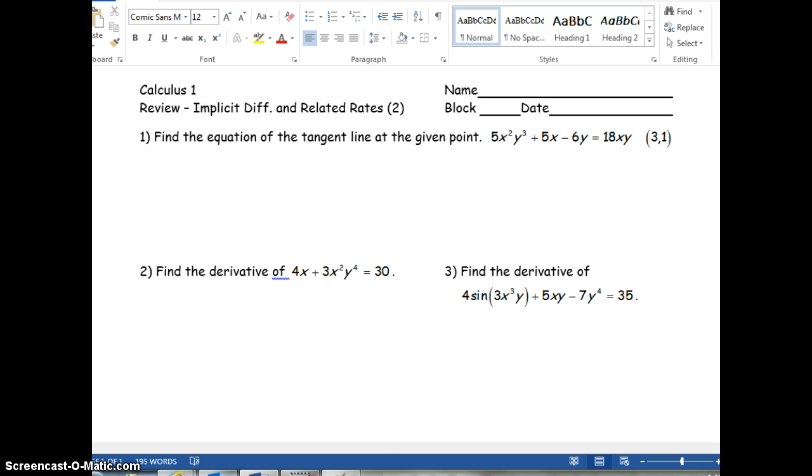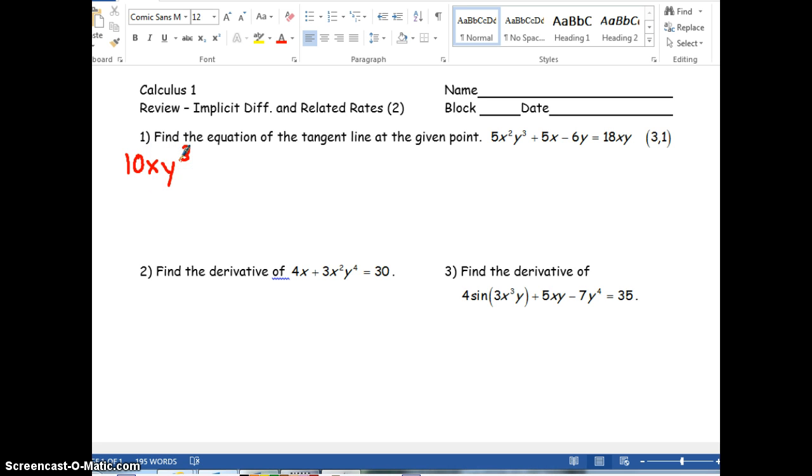First thing we need to do is go through and find the derivative. So we're going to take the derivative here with respect to x. The first two here are going to have to use the product rule. So this is going to give me a 10x, and then you rewrite the y to the third.